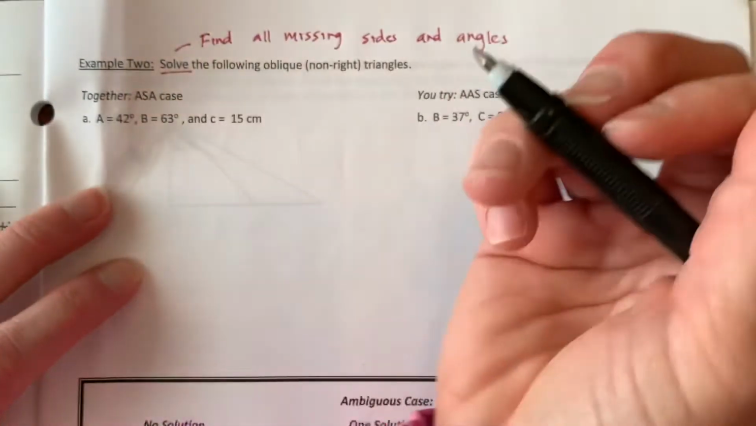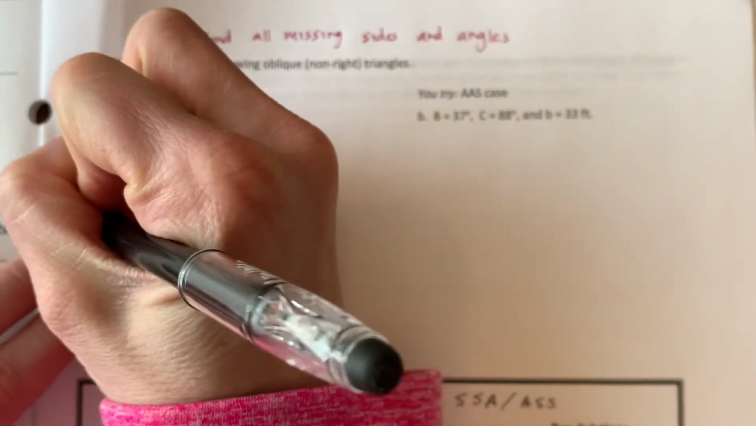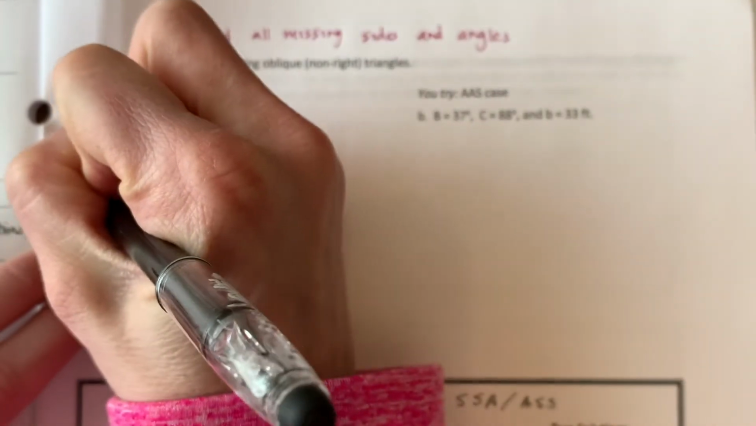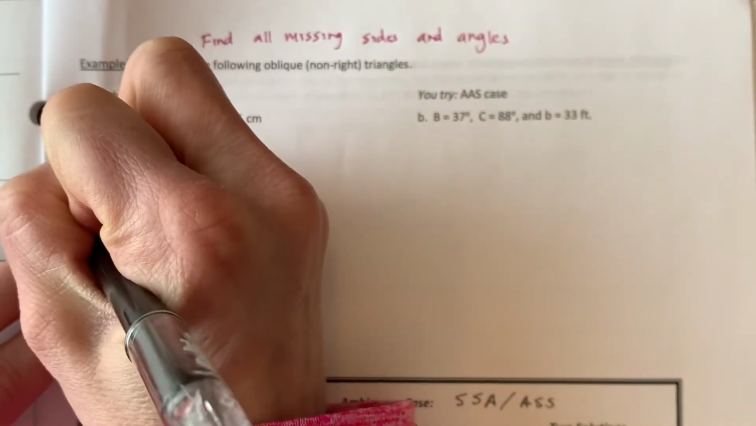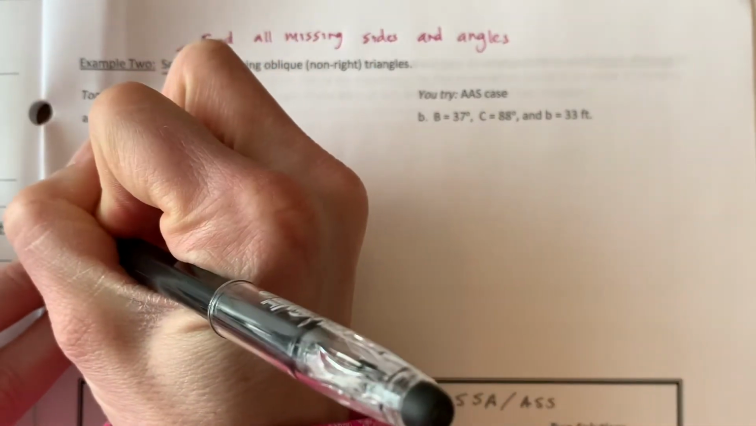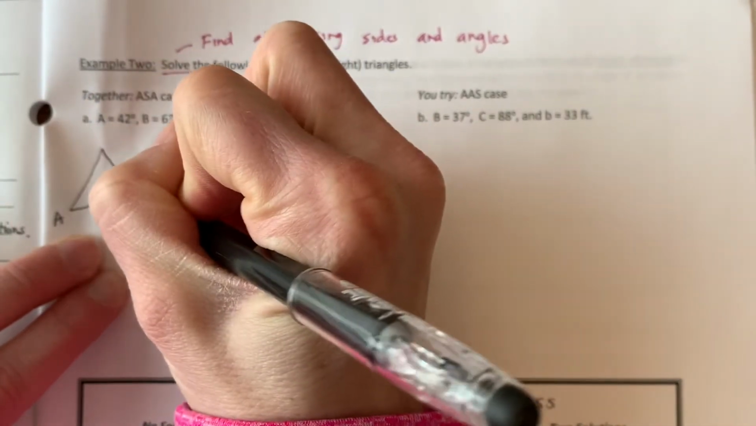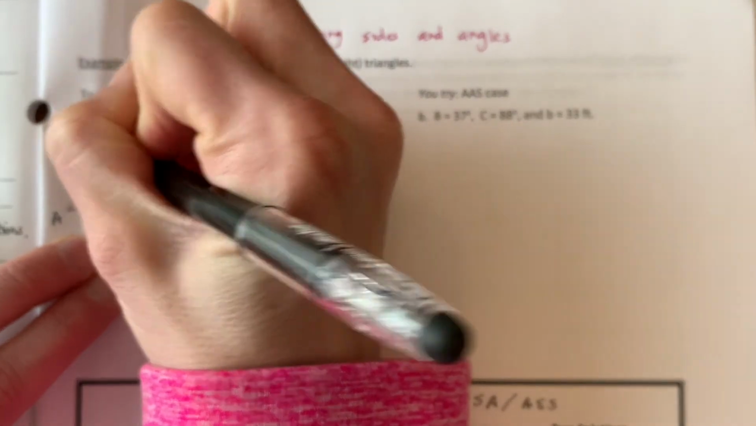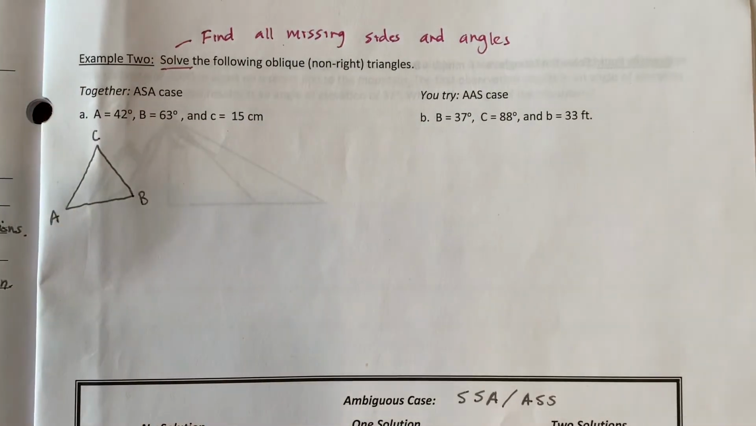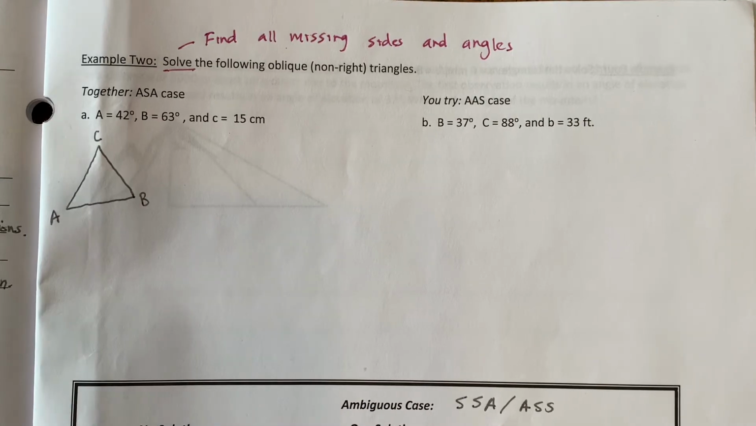I recommend drawing your triangle so you can figure out what you're given and what you need to solve for. So I'm going to create a triangle. I'm going to label the angles A, B, and C in whatever order you wish. And just understand the sides opposite will be small a, small b, and small c.